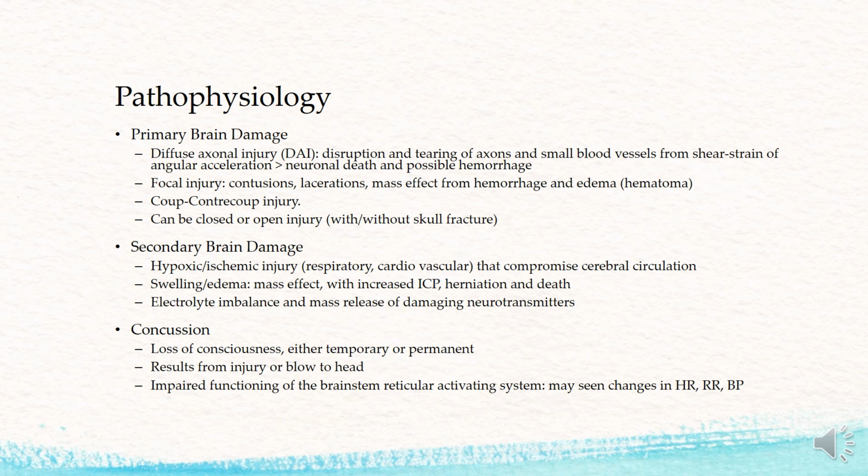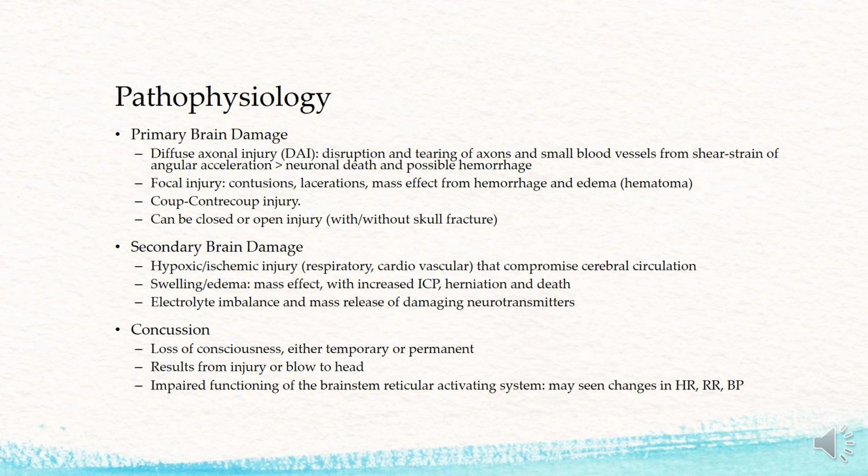A contrecoup injury, I think I have a picture of this coming up. That would be the initial injury. Let's say you're accelerating forward and you get hit in the front of the head, but then as you decelerate and your neck goes into extension, you're going to get that contrecoup injury of the brain hitting the back of the skull. So you kind of have a two-pronged injury at that point. You can have closed or open injury. Open injury would be skull fracture, so it makes sense that closed, the skull is intact, open, skull fracture.